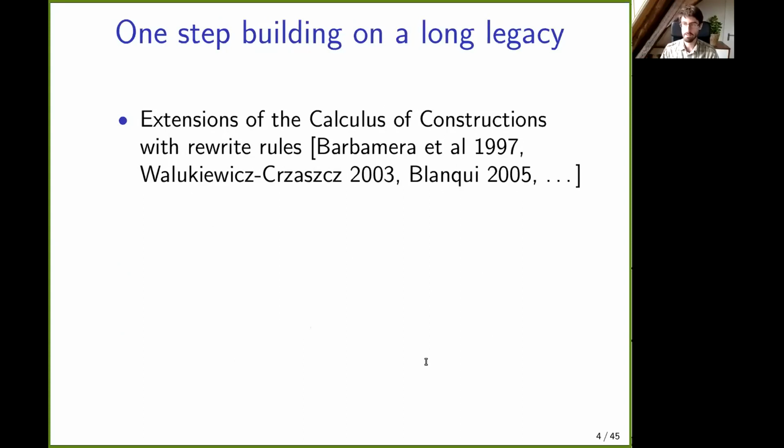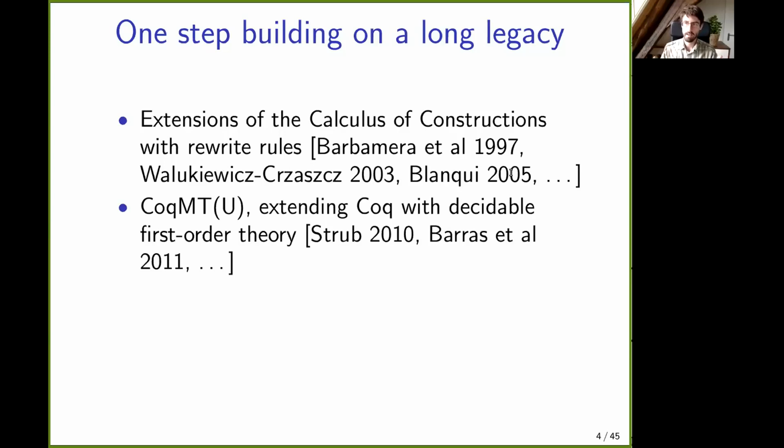I should also mention that this is quite far from being the first attempt at extending dependent type theory with rewrite rules. There's a quite long legacy, and as far as I can determine, the first ones who came up with this idea were Manera et al. from 1997, and then there were further people who worked on this, extending this idea to either more powerful type theories or more powerful notions of rewrite rules. In particular, Frédéric Blanqui had this calculus of algebraic constructions in 2005.